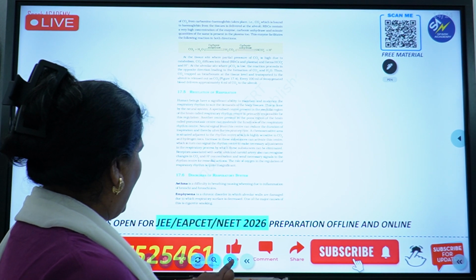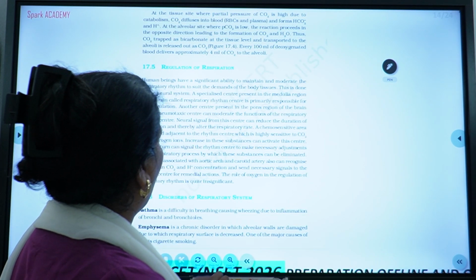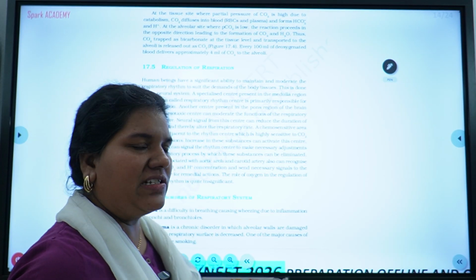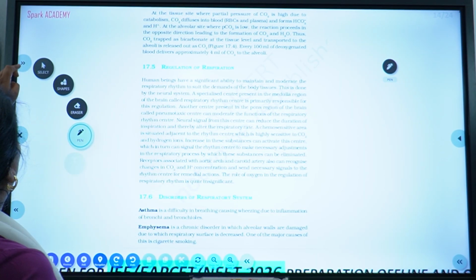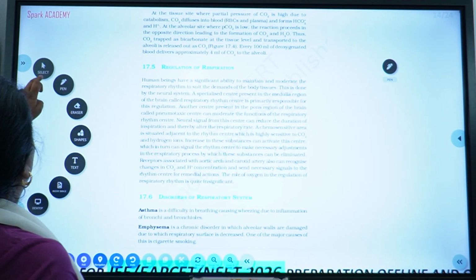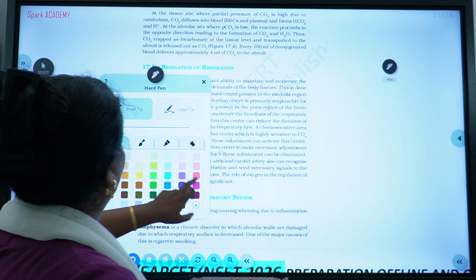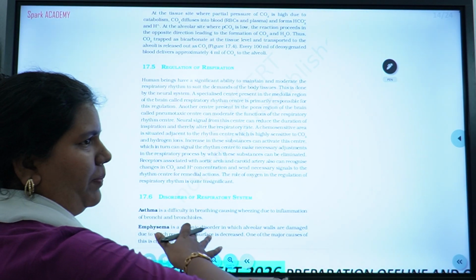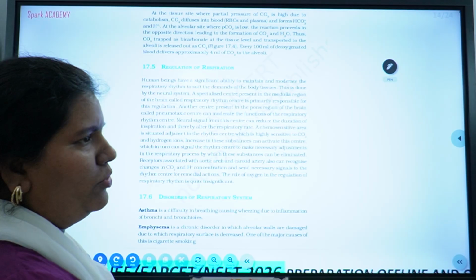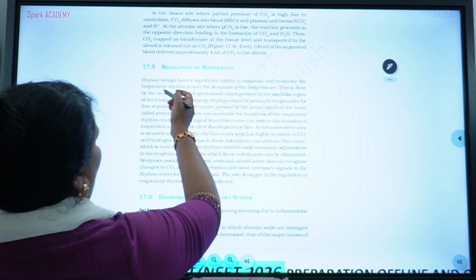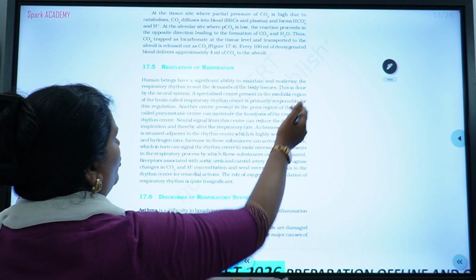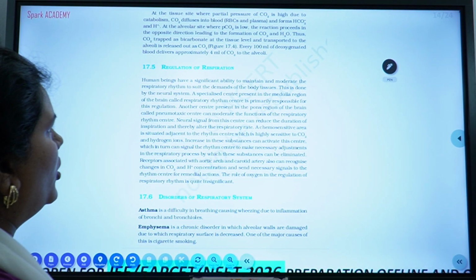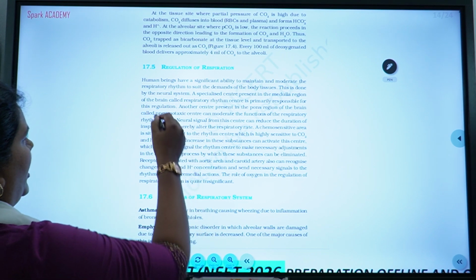Now you all know that any system in our body is regulated by our neural system. So which part of the neural system is controlling our respiratory system? Let's see. I have taken the same NCERT page because from here only we expect most of the questions. Human beings have a significant ability to maintain and moderate respiratory rhythm to suit the demands of the body tissue. This is done by our neural system.